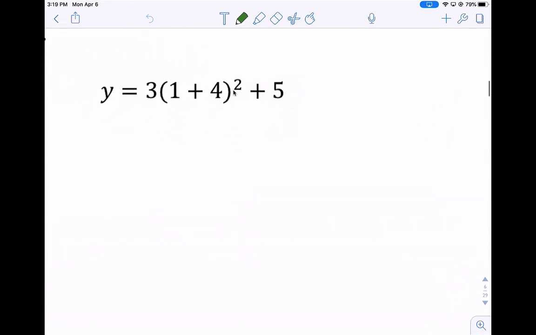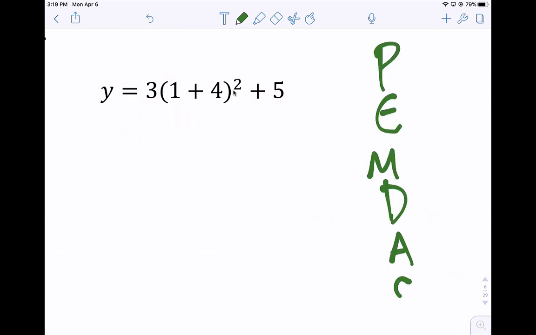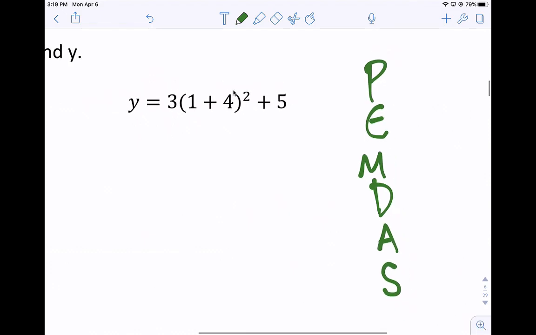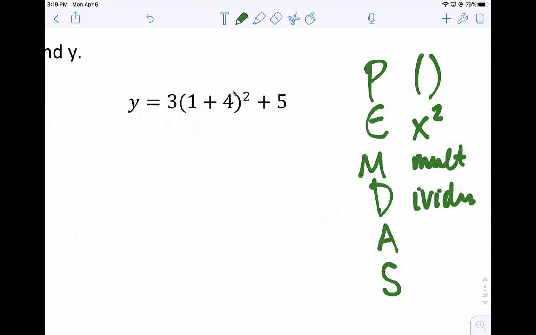So if you recall, if you just have numbers on one side of an equation, you can use order of operations to solve, and order of operations is PEMDAS. P stands for parentheses, E stands for exponents, M stands for multiplying, D stands for dividing, A stands for adding, and S stands for subtracting. And so if we're not solving, we're just simplifying, we just use order of operations to do that.